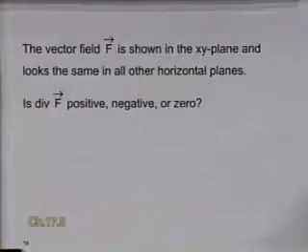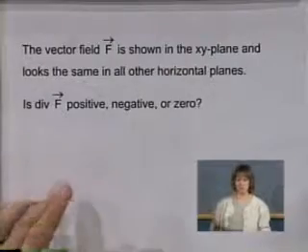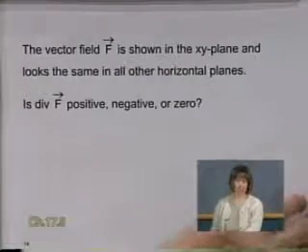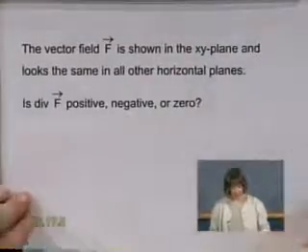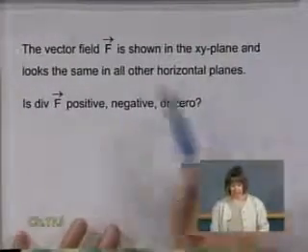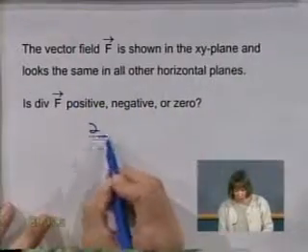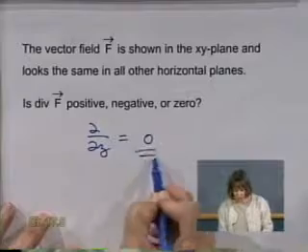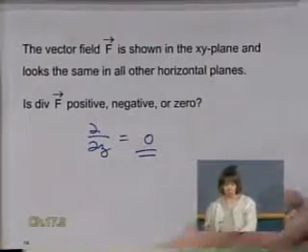Okay, exact same problems, but this time it's going to be a little bit less painful because with the curl, you've got 6 partials to deal with. Divergence, you just have 3 to deal with. So we're supposed to look at the same vector fields in the xy plane. Since it looks the same in all other horizontal planes, all partials with respect to z are 0. So the partial of p, partial of q, partial of r will all be 0.